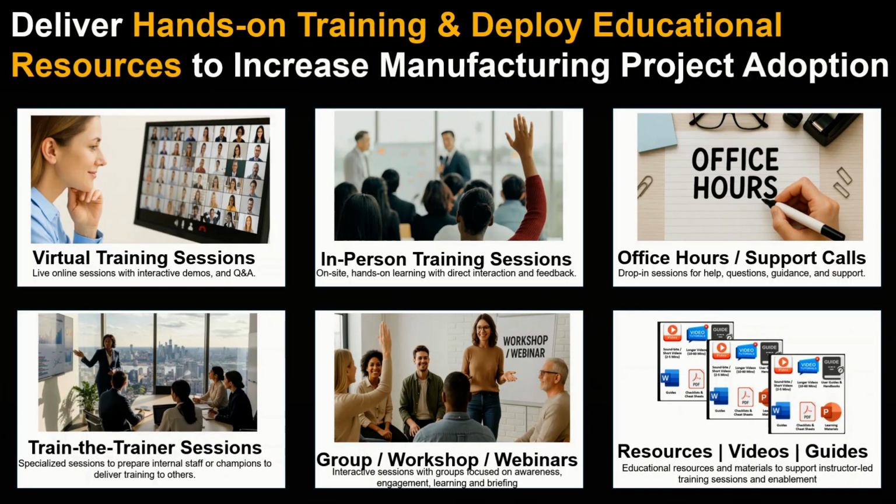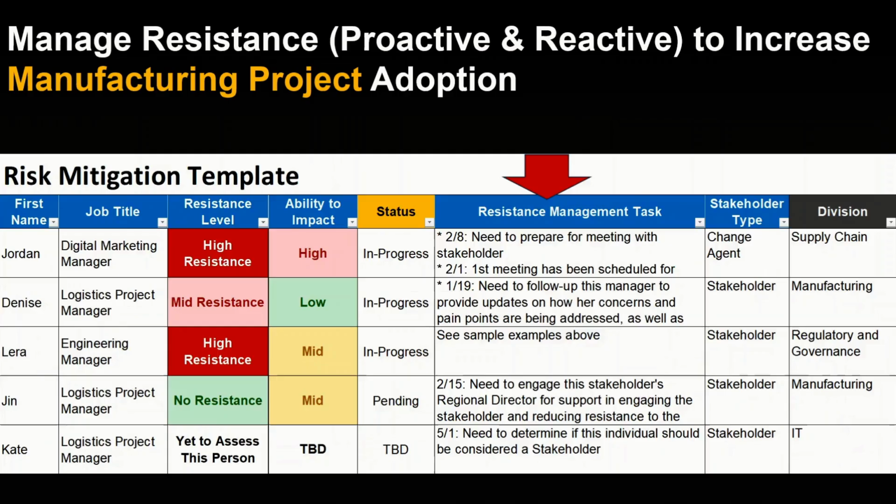You also want to deliver hands-on training to equip everyone that will be impacted, to equip them with the knowledge, skills, and confidence to start implementing the changes that your manufacturing project, program, or initiative will be delivering. You will also need to manage resistance proactively and reactively. You want to use champions and leaders to mitigate resistance to the manufacturing project rollout.